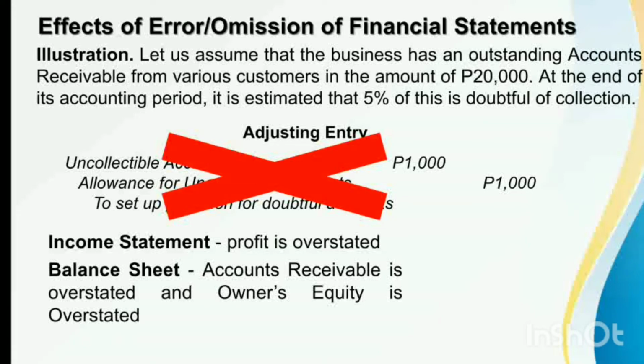So if there is no adjusting entry, the allowance for uncollectible accounts or the allowance for doubtful accounts will not be recorded. And take note that the allowance for uncollectible accounts or the allowance for doubtful accounts is a deduction from the accounts receivable outstanding. So kung walang adjusting entry, so the 1,000 will not be recognized. And so the estimated realizable value of the accounts receivable will be 20,000 instead of 19,000 pesos. So overstated yung magiging accounts receivable.